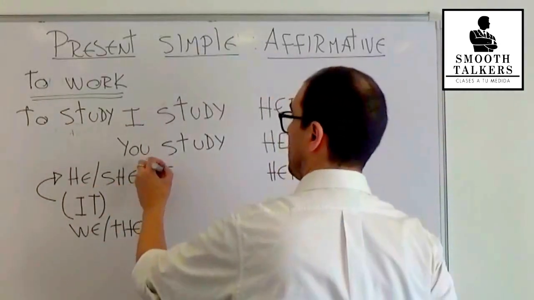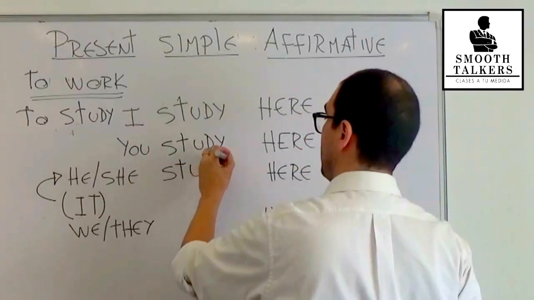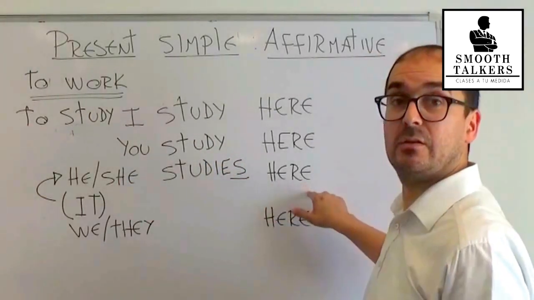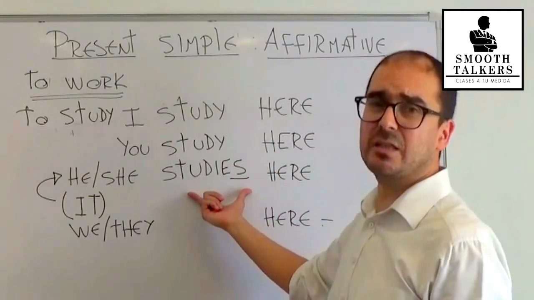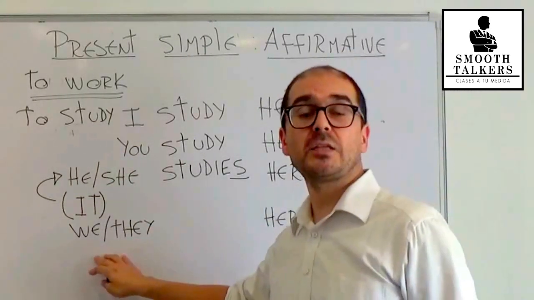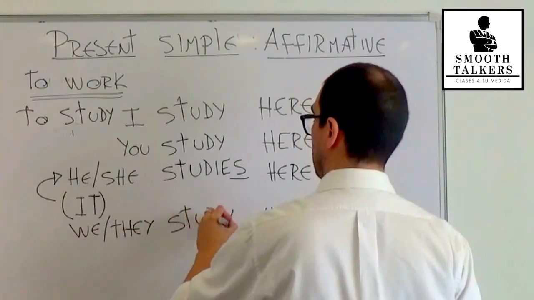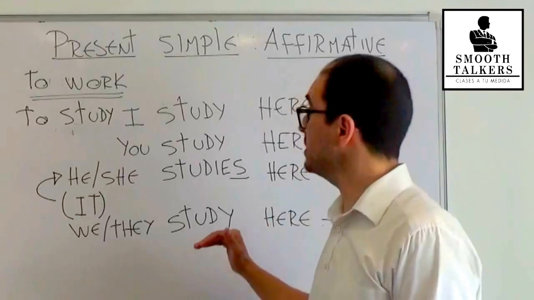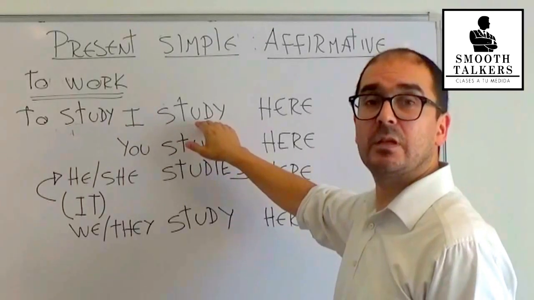He, we're going to use the verb study, and we're going to change the ending for this. He studies here. So the pronunciation is the same, but the written form is a little bit different. Okay? She studies here, and when we go back to the plurals, they study here.